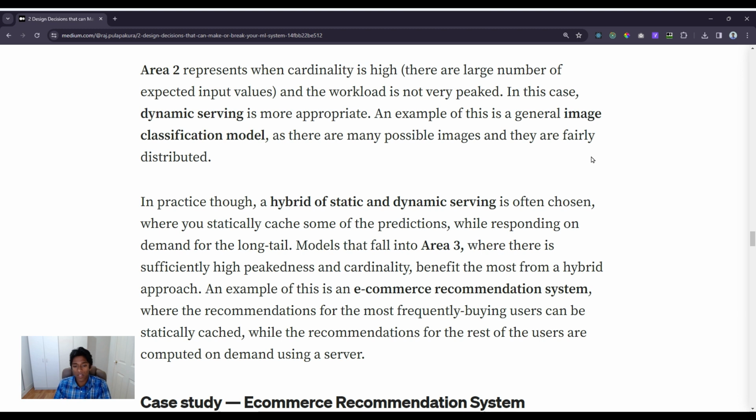So models that fall into area 3, where there is sufficiently high peakness and cardinality, benefit the most from a hybrid approach. An example of this is an e-commerce recommendation system, where the recommendations for the most frequently buying users can be statically cached, while the recommendations for the rest of the users are computed on demand using a server.